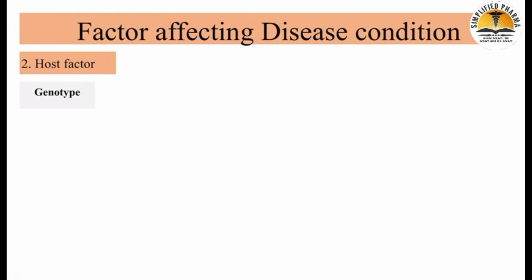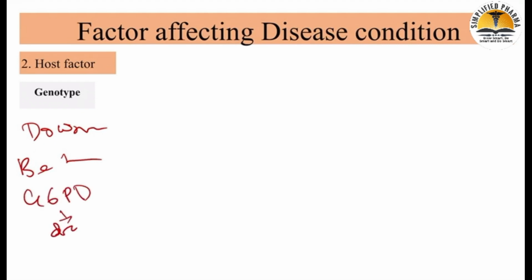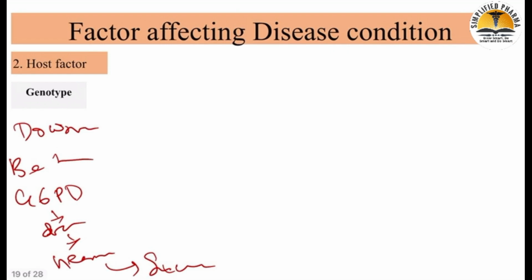And in genotype also, we will see diseases like Down syndrome caused due to genotype, beta thalassemia, and one more thing, G6PD, glucose-6-phosphate dehydrogenase deficiency, which may lead to hemolytic anemia in some patients due to consumption of some sulfonamides, right? So differences in genotype may affect the disease conditions.